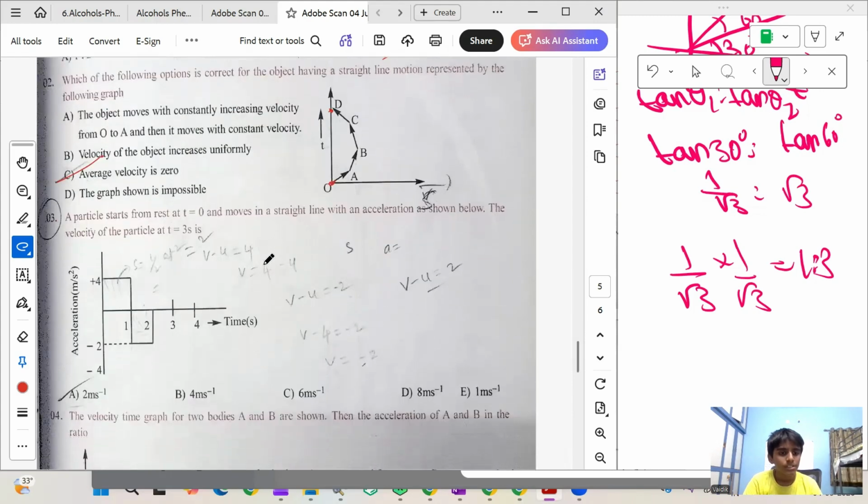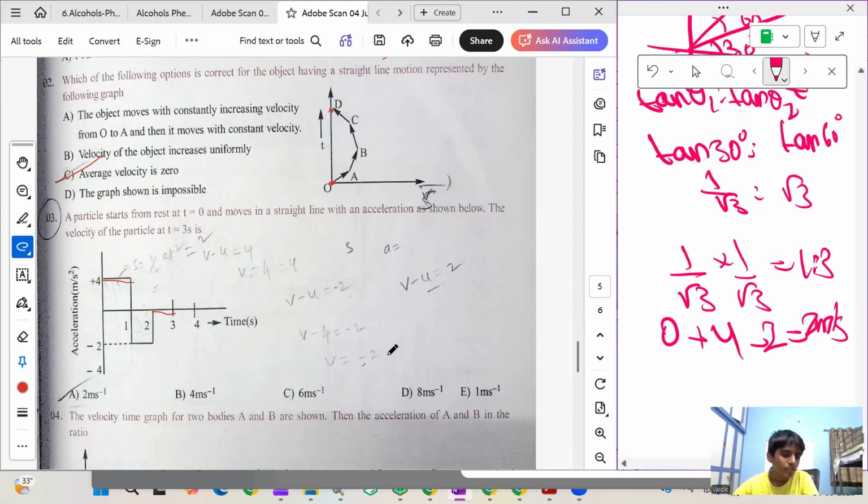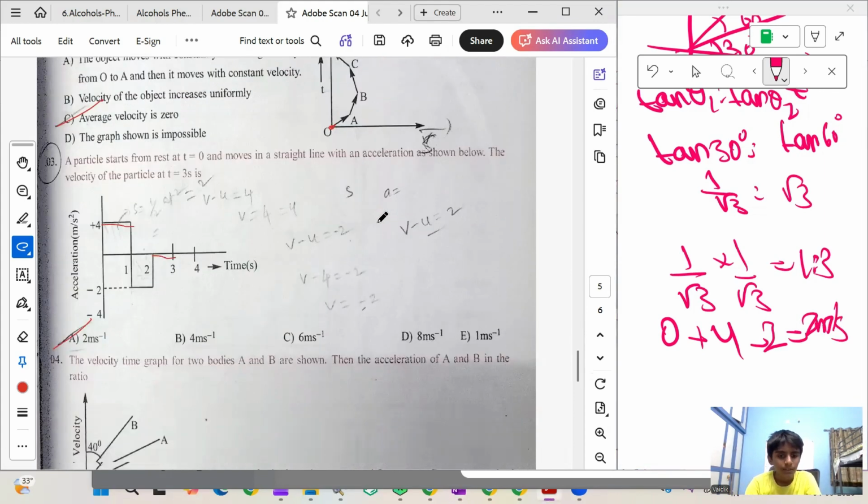Third question. A particle starts from rest at time 0 and moves like this. Then the velocity of the particle at 3 seconds. First the velocity is 0 and then for 1 second the acceleration is 4. So the velocity increases by 4. Then the acceleration becomes -2 for 1 second. Means again the velocity decreases by 2 and then there is no acceleration. So the final velocity of the particle at time equals to 3 seconds is 2 meter per second.